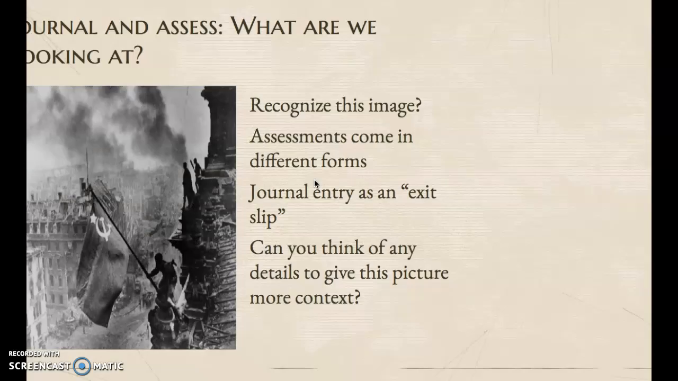So this is putting a visual into context of the classroom, and the direction is to journal and assess, on our part, of course, the assessment. What are we looking at? By asking the class if they recognize this image, as an exit slip, which is something you find very common in middle schools, you can ask them to analyze the picture and see what this is, what the significance of the flag is, the Reichstag hammer, and how this may have affected government in the future. Can you think of any details to give this picture more context?